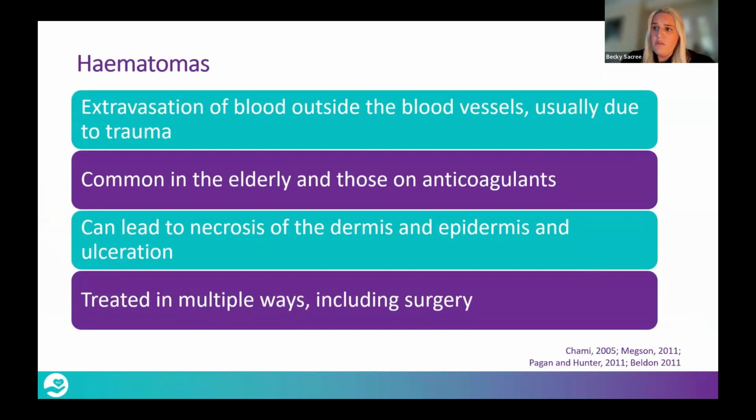As many of you are aware, a haematoma is extravasation of blood outside the blood vessels, normally resulting from trauma. Haematomas can be particularly challenging to treat, as they often involve significant amounts of necrotic or dead tissue. It is particularly prevalent among the elderly and individuals on anticoagulants. If left untreated, it can lead to necrosis of the dermis or epidermis.